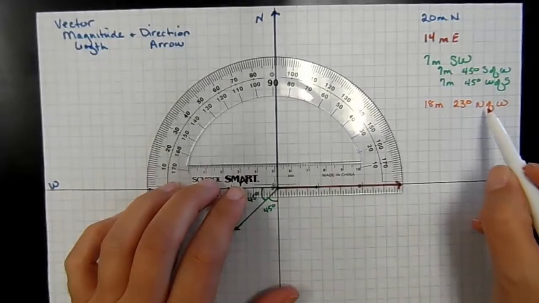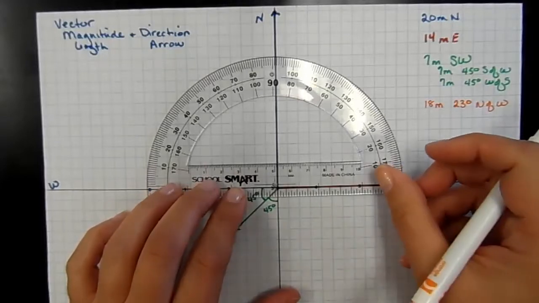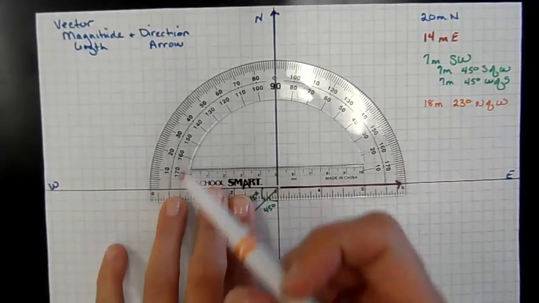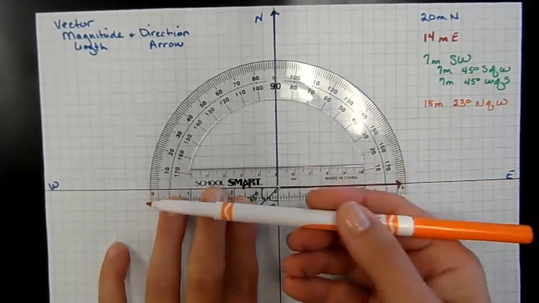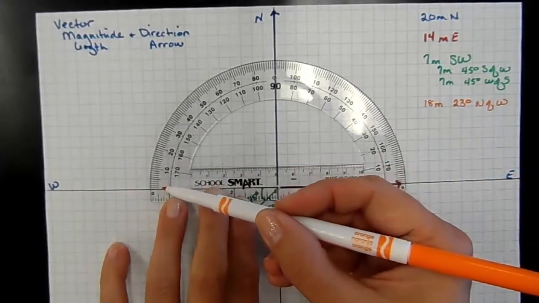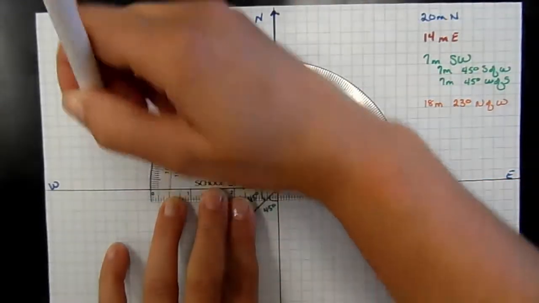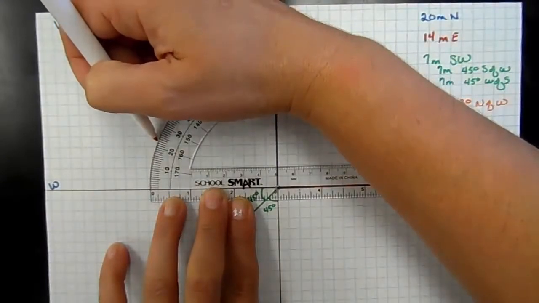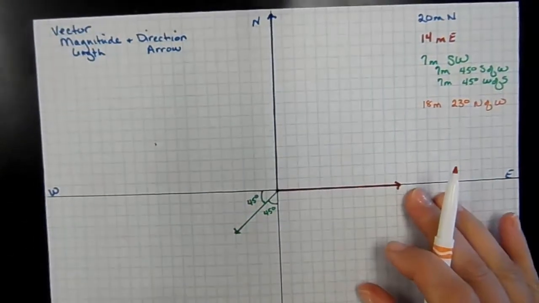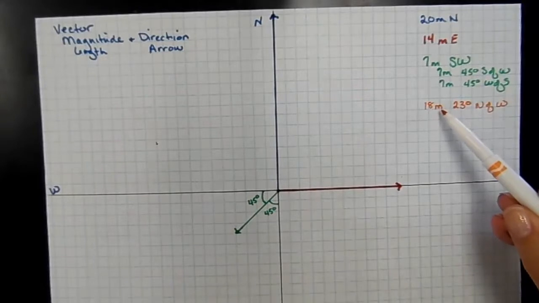We are north of west. So west is going to be our 0 line. And we're going to be 23 degrees north of west. So we're going to put a little dot right there. And then it's 18 meters.